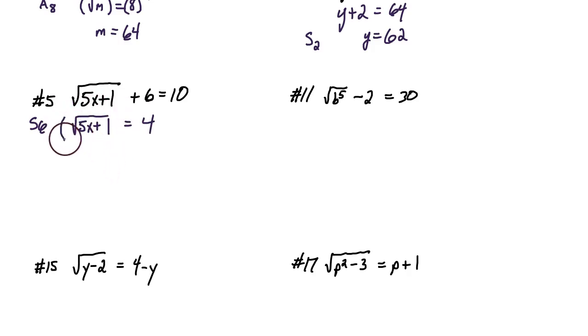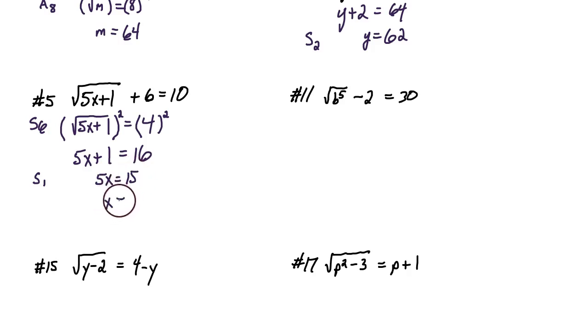Now let's raise to the second power. That removes the radical, leaving the 5x plus 1. And over here, 4 to the second power is 16. Now subtract 1 from both sides, so 5x equals 15. Therefore, x equals 3. Let's check and make sure that really works in the original problem.